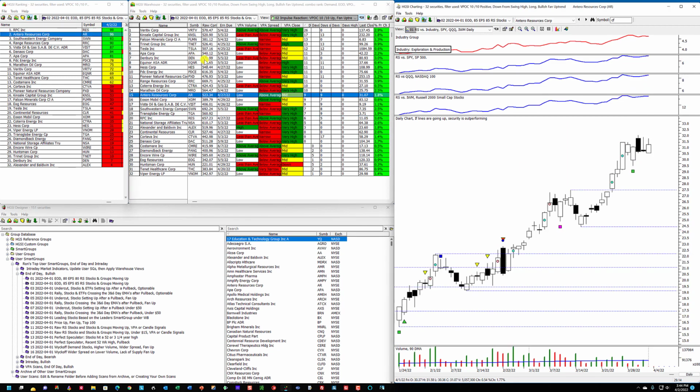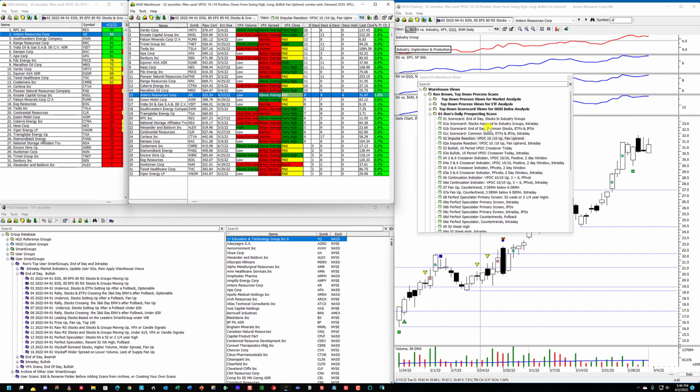Let's do one more here. Antero. Look at this one. It's been outperforming these groups, or these indexes and the group. Now it's performing along with as it consolidates. Here is the impulse or the expansion. Here's the reaction, setting up again. Put that, whoops. I have to get rid of that. Put that in my group.